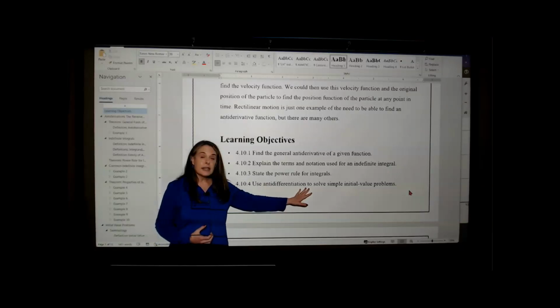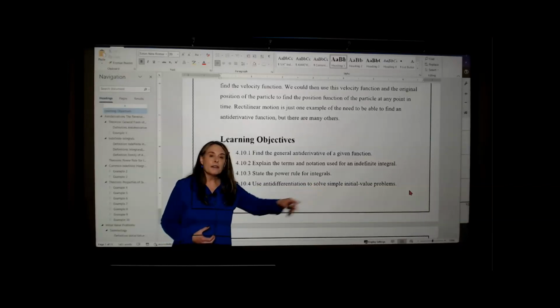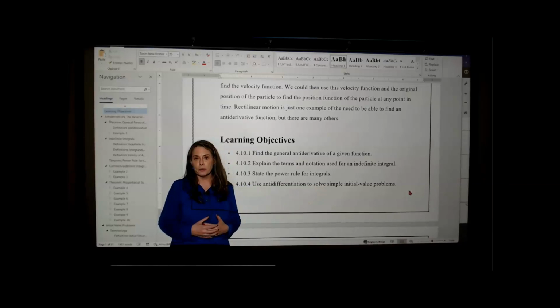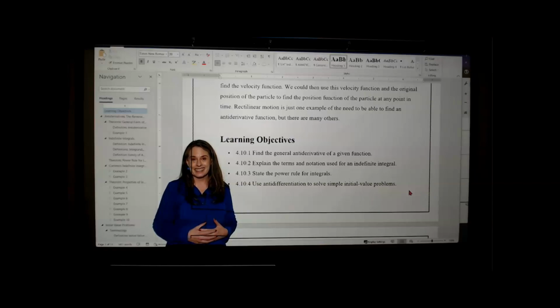And we'll use antidifferentiation, the indefinite integral, to solve some simple initial value problems like the acceleration and velocity problems I used in the introduction. I'm going to share my screen so we can get started.